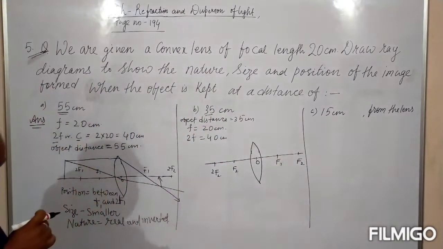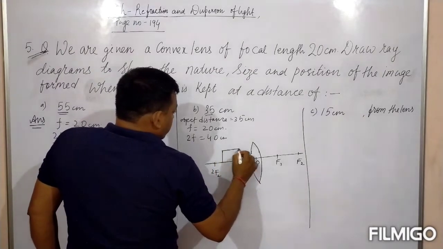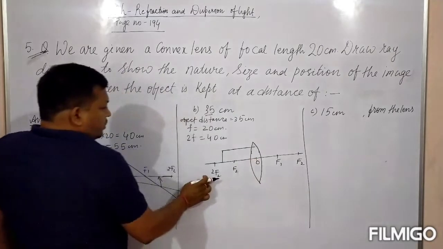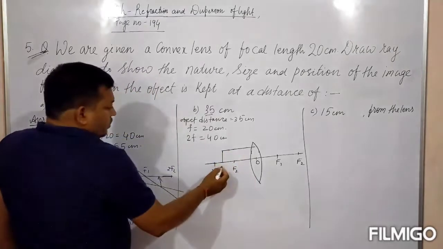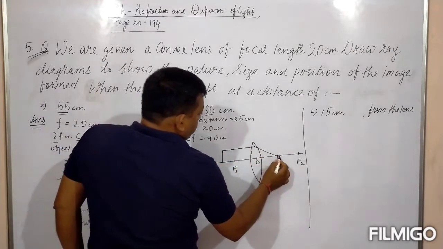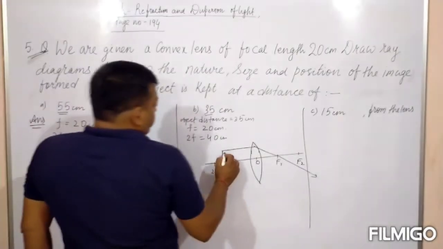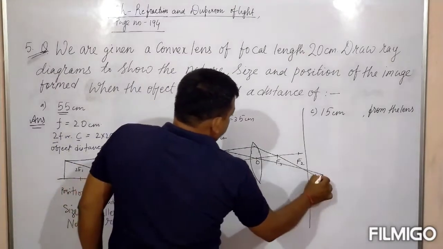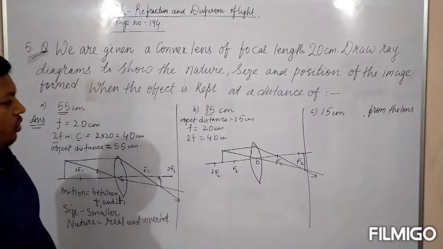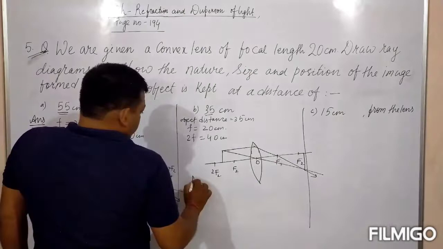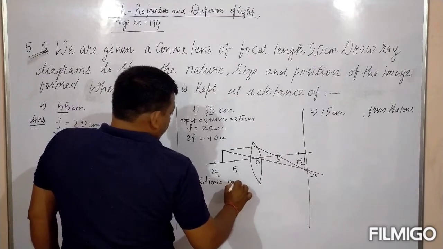Now where will the object be? The object will be between F and 2F. Since 2F is 40 centimeter and the object distance is 35, the object will be in this area. So one ray will pass through the focus, and the second ray will pass through the optical center and continue like that. Where will the image be? It is beyond 2F, so the position is beyond 2F.